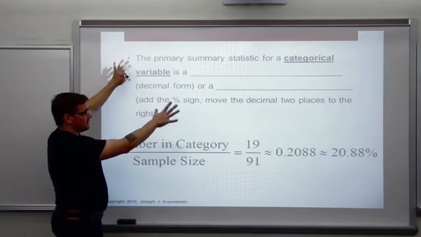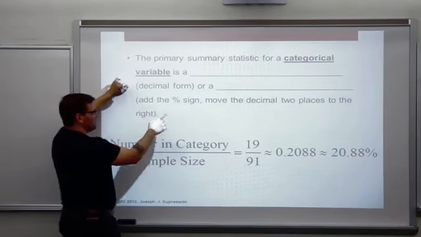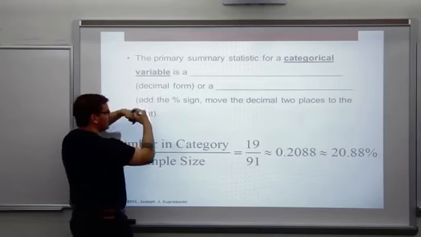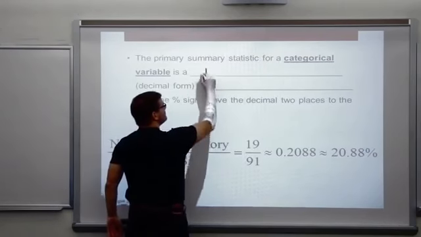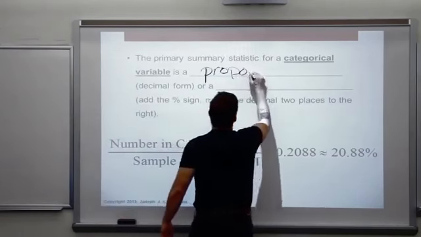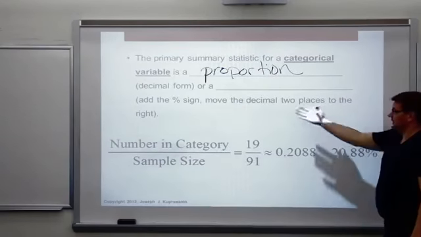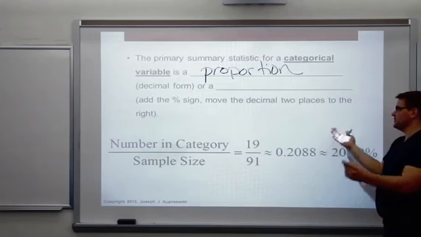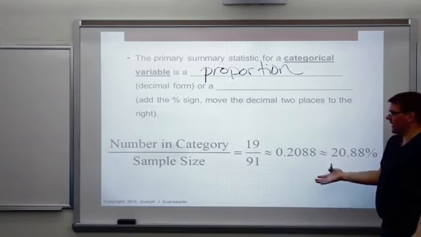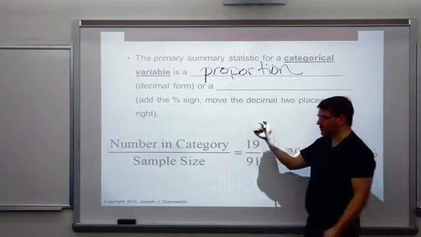What's the primary summary statistic? Well, there's two forms of it. One's in decimal. We would call that a proportion. The other one is a percentage. If we take a proportion and move the decimal places by 2, we're multiplying by 100. It'd be a percentage with the percentage sign.